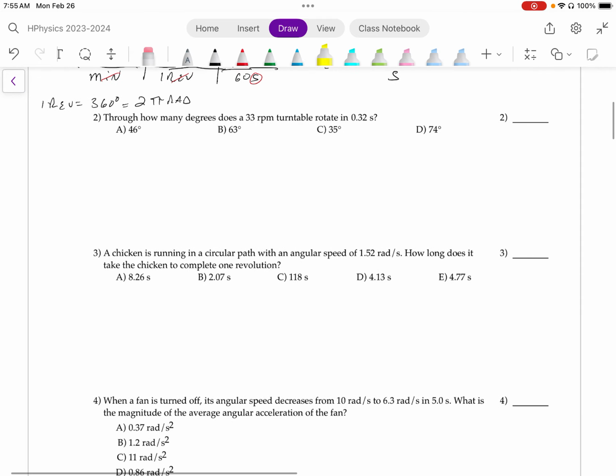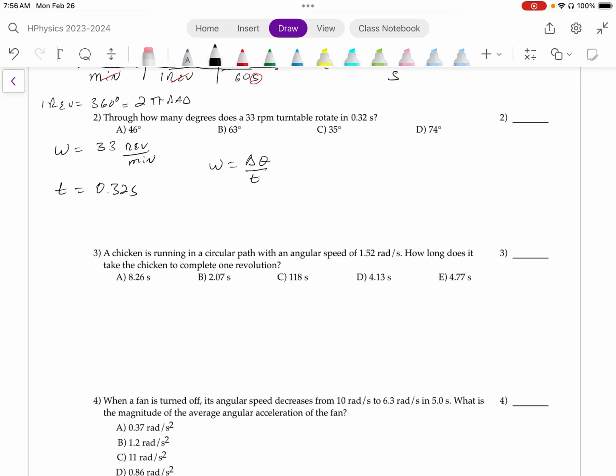Through how many degrees does a 33 rev per minute turntable rotate in 0.32 seconds? Well, we were given the angular speed as 33 revs per minute. We were given the time of 0.32 seconds. We know that the definition of angular speed is the change in position over change in time. We'll assume that time initial is 0.